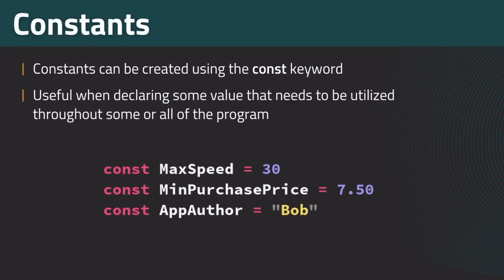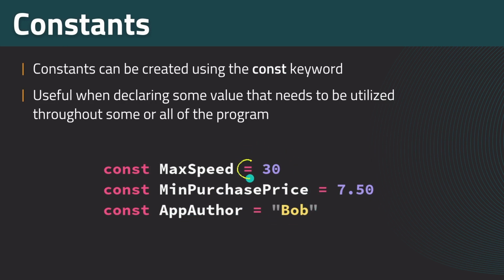We also have constants, which are created using the const keyword. They're useful when you're declaring some value that needs to be utilized throughout some or all of the program. And in contrast to variables, constants never change. So once you assign them, you cannot reassign them. Here's some examples of some constants. We have a max speed set to 30. We have minimum purchase price set to $7.50. And we have application author is equal to Bob.